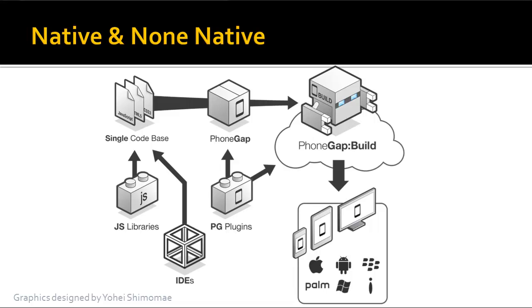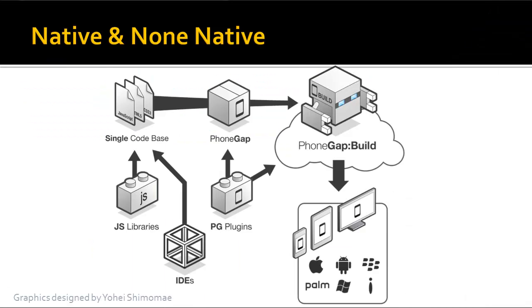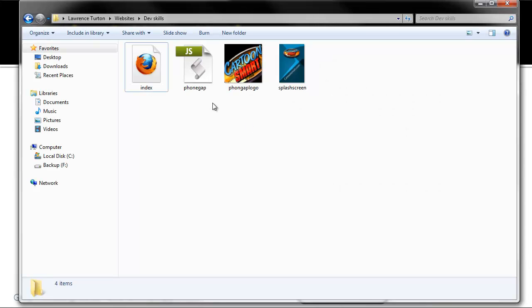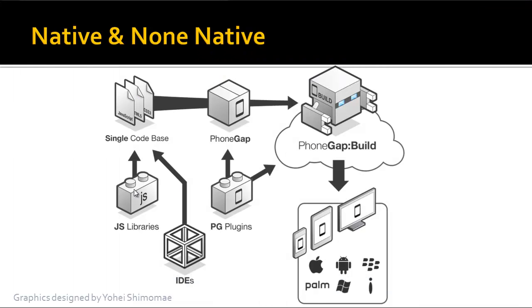And as you can see, when we set up Eclipse, you'll be able to see that this JS file is in the www folder, and that JS file allows us to gain access to the Phonegap API. Without it, it would be impossible. Also, with the project that we first did with Dreamweaver, you can see that after I clicked on the build, it actually added this Phonegap JS file to the project. So, as you can see, the JS libraries are necessary to gain access to the Phonegap API.